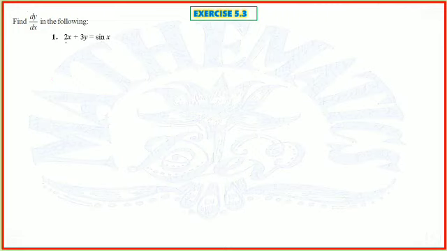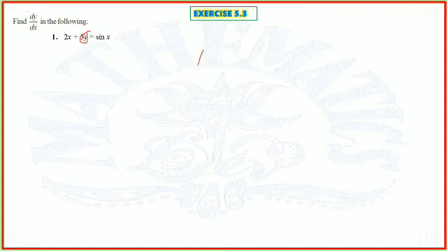The question is 2x plus 3y is equal to sine x. A very simple question, very easy and very short. Now you have to find dy upon dx. Now look at the operator. The operator is x. That means you are asked to differentiate this function with respect to x only. You need not worry about what is given here, y is given here.